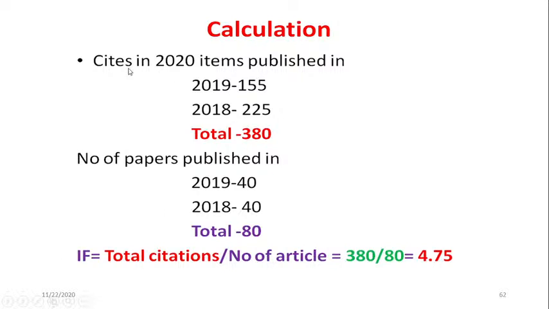So let us go to the calculation. I think I already explained this in the last webinar. I don't want to spend much time. For example, citations in 2020 to items published in 2019: 155 citations came. 2018: 225 citations came. So 2019 and 2018 put together, 380 citations. The number of papers published in 2019 is 40, and in 2018 also 40. I am just giving an example. So total articles published is 80. Total citations is 380. So total citations divided by number of articles, 380 by 80, 4.75 is the impact factor. This is a very simple equation. So you can follow that if you want to look at impact factor. I am just explaining how impact factors are calculated.